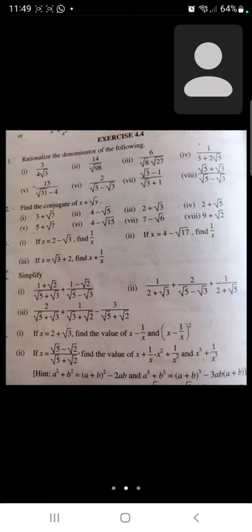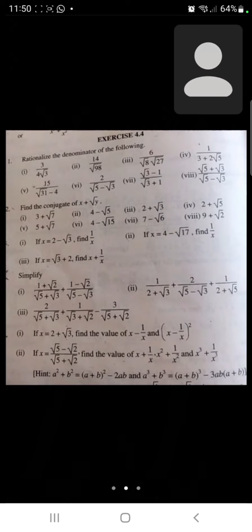Here we are seeing that in part 4, it is 1 by 3 plus 2 times under root 5. First of all, you have to check what sign is there. If it is plus or minus, then you have to take the conjugate of the denominator terms, and then you will apply rationalization here. Part 4, 1 divided by 3 plus 2 times under root 5.